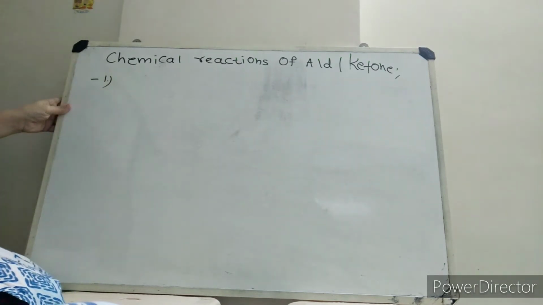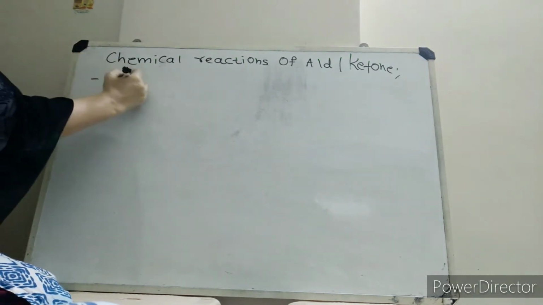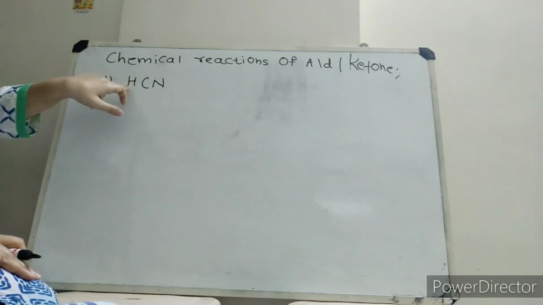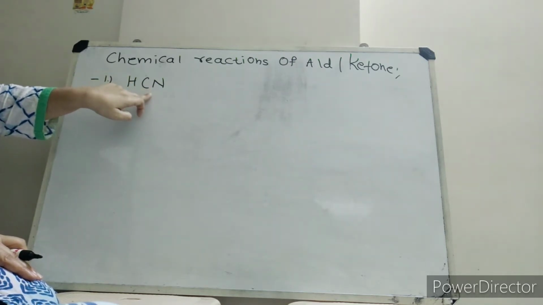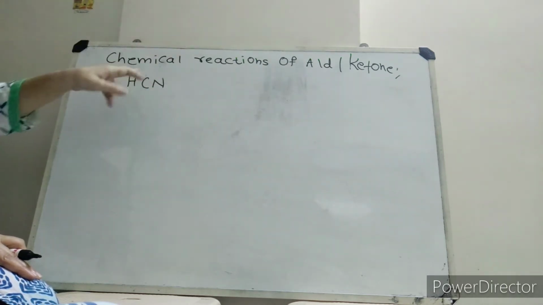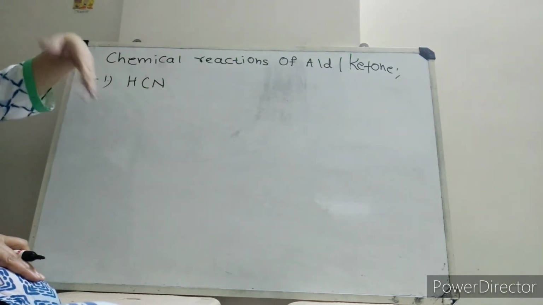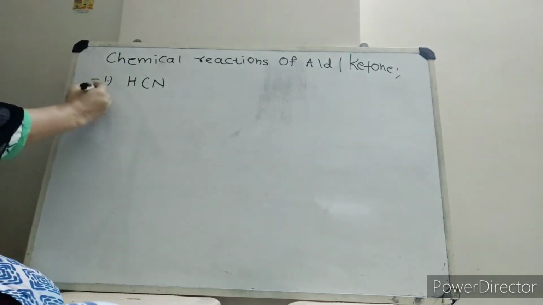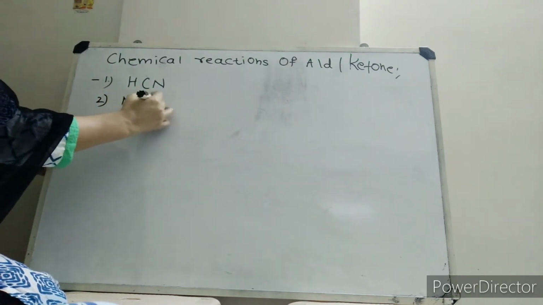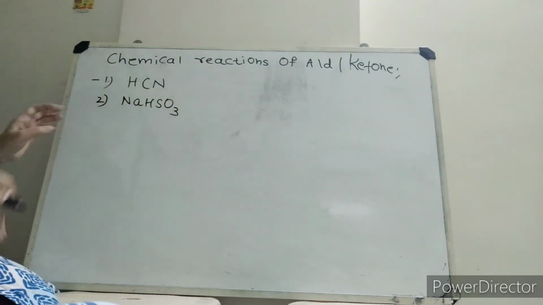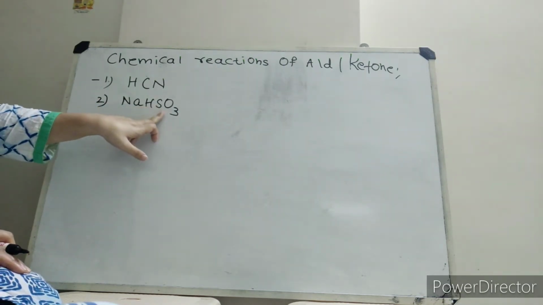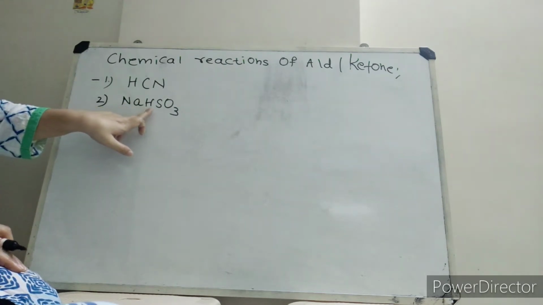So first chemical reaction, it is with the HCN. It is known as a hydrogen cyanide, and the product whatever we are getting, it is known as a cyanohydrine. This is hydrogen cyanide and the product name is cyanohydrine. Second chemical reaction, it is with the NaHSO3. It is known as a sodium Na, H means bi, SO3 means sulfite. So it is sodium bisulfite.